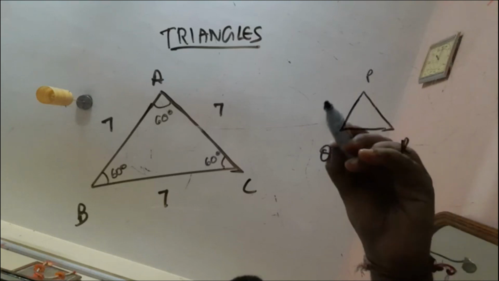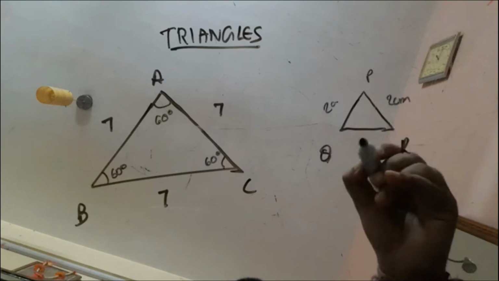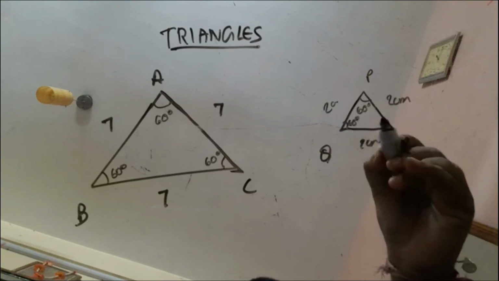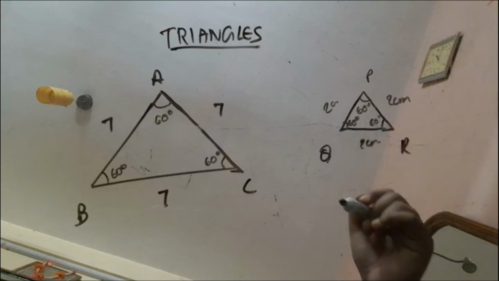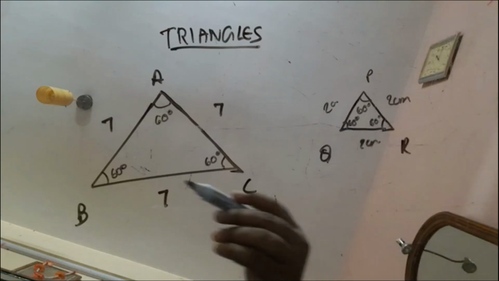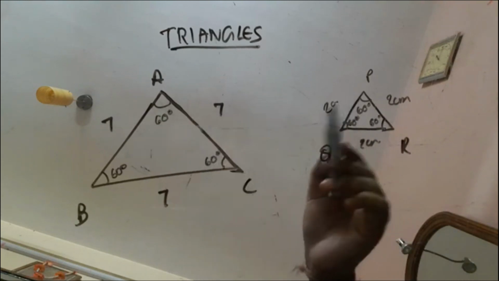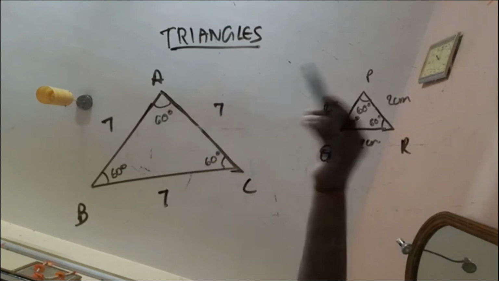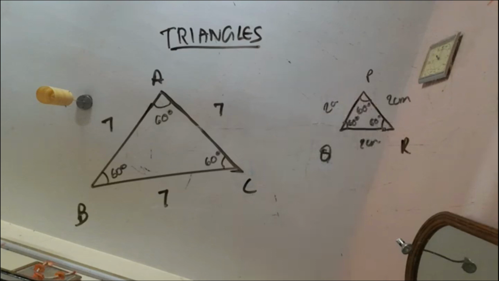PQR. Each side is just 2 centimeters in length, and each angle is also 60 degrees, right? So this is also an equilateral triangle. So you can see that you can change the length of the side. You can change the length of the side to 7 centimeters, 2 centimeters, 1 centimeter, 100 centimeters. Also you can draw, but each of the angles should necessarily be equal to 60 degrees. Only then can you call it an equilateral triangle, right?